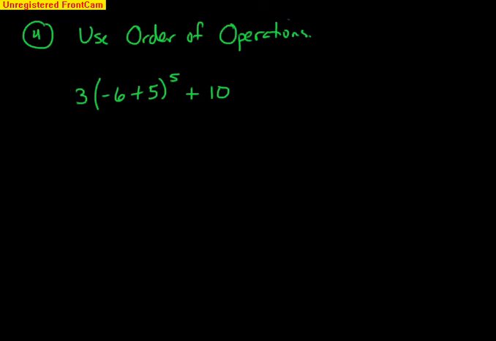Okay, so here's our next problem. It's going to be an order of operations problem. Okay, so here's the problem. 3 times the quantity of -6 plus 5, that's to the 5th power, plus 10. Well, order of operations says do the parentheses first.